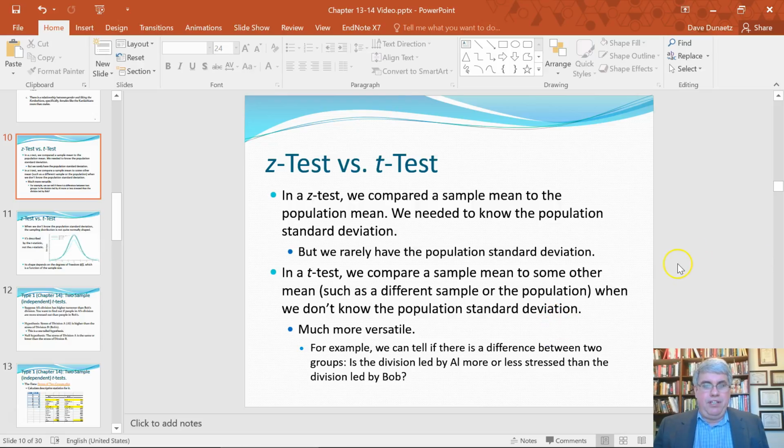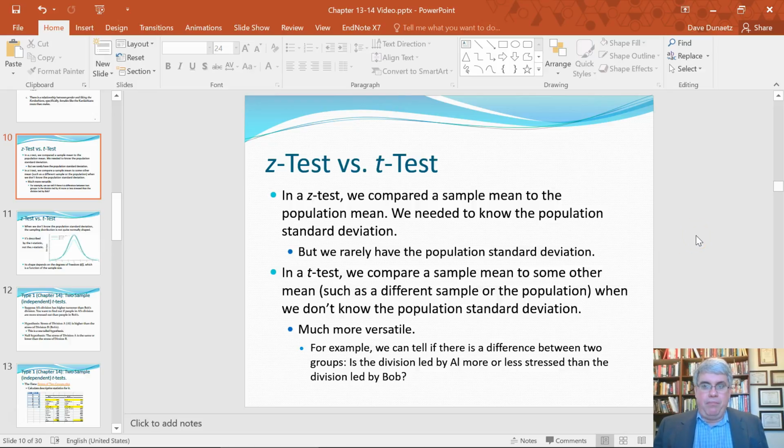So this makes the t-test much more versatile. We don't need to know the population standard deviation. For example, suppose we want to know if there's a difference between two groups. Is the division led by Al, we can call that group A for Al, more or less stressed than the division led by Bob, division B?